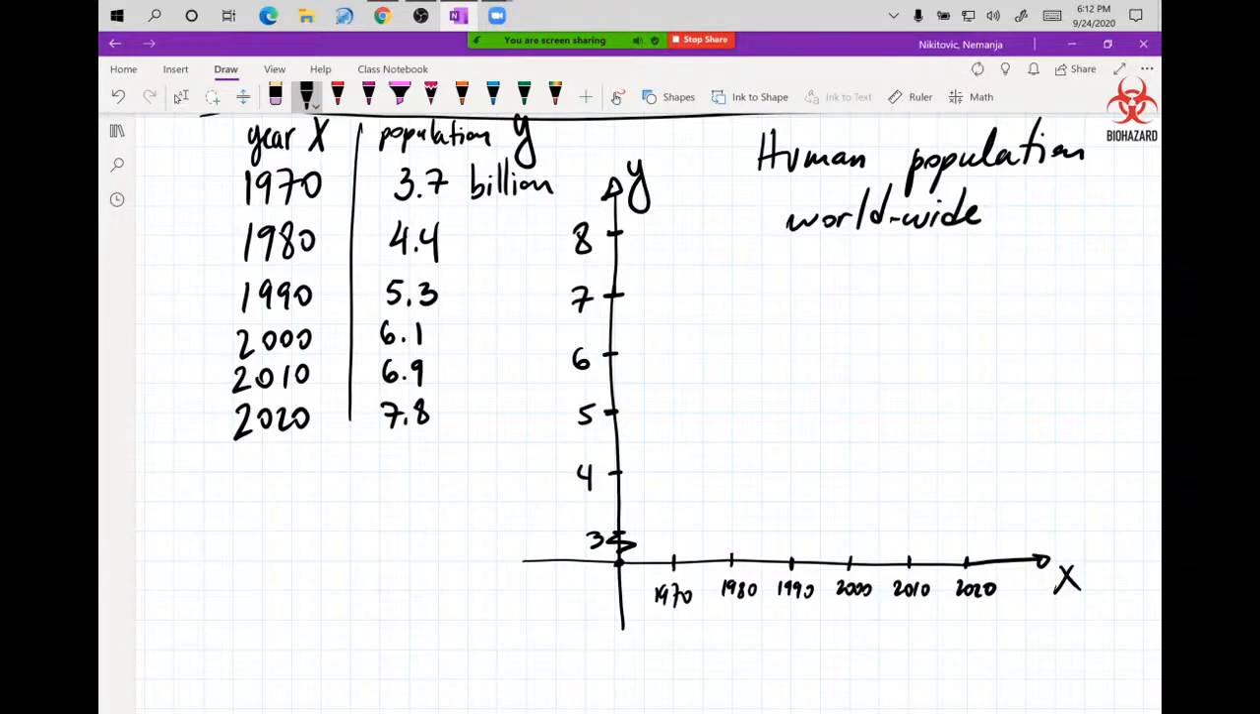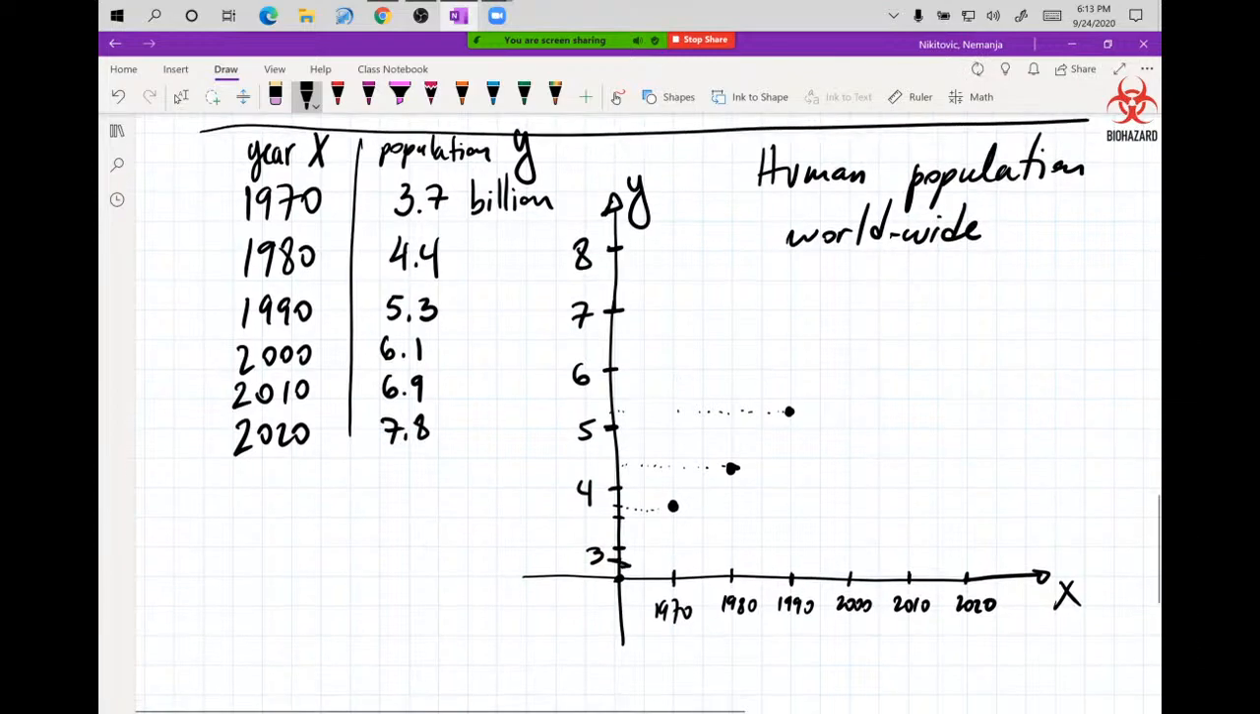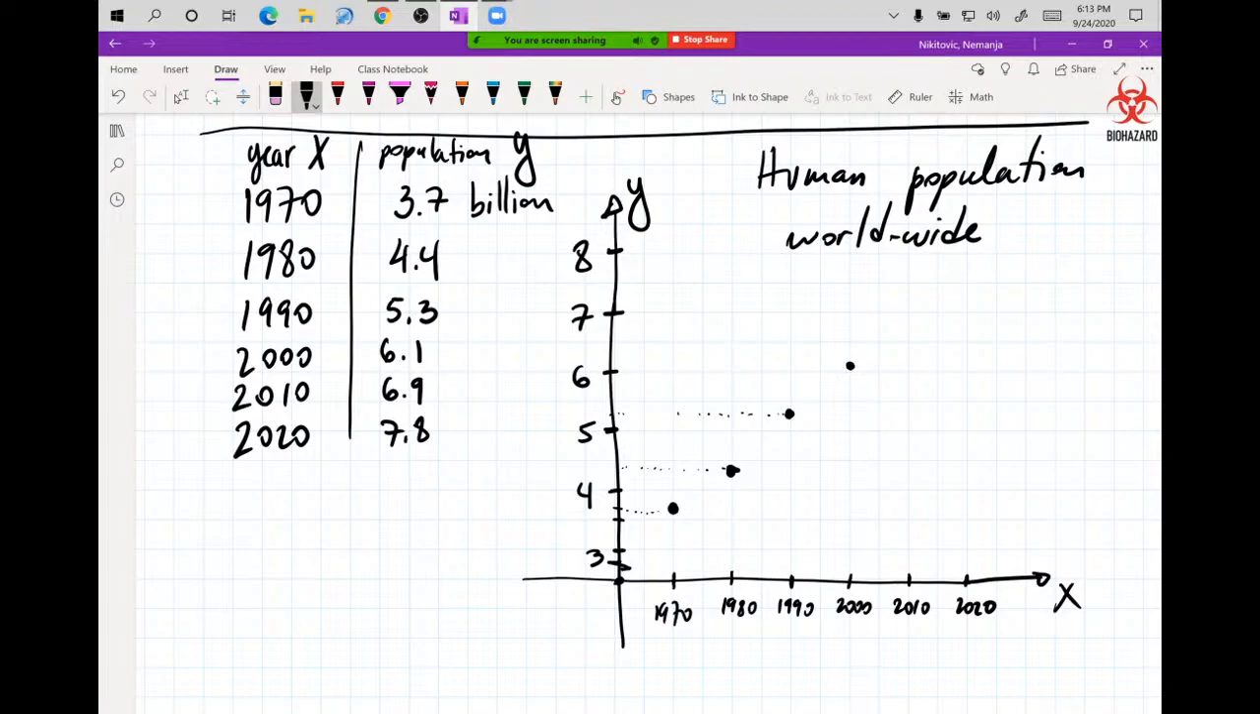Now, where is 3.7? Well, between 3 and 4. We see where 3 is. So this is 3.5. So 3.7 has to be there. We go across to 1970. Next one is at 4.4. 4.4 is a little bit less than 4.5. We go across and make another point. 5.3 is at 5 and then a little bit more than halfway. So we go to 1990, right there. 2000 is 6.1. So 2000, 6.1, that's just barely over the line. 6.9, that's going to be barely under the line, right? Because the next one is 7. And then we have 7.8, which would be right here.